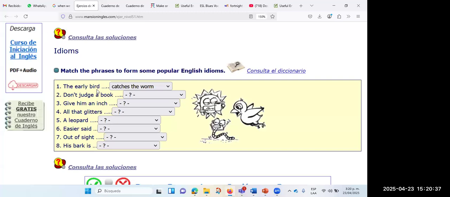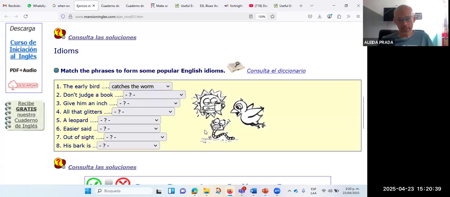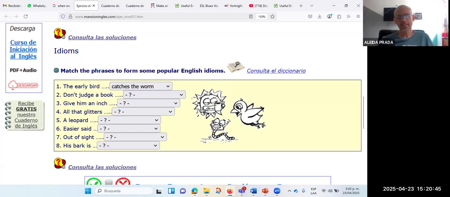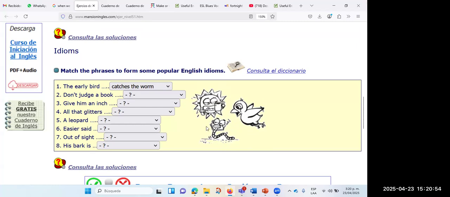Worm is a lombriz. Yes, it's like a picture. Look at the picture. The early bird, the early, because the sun is just starting to set. The bird, and here it is the worm. This is the worm, no?